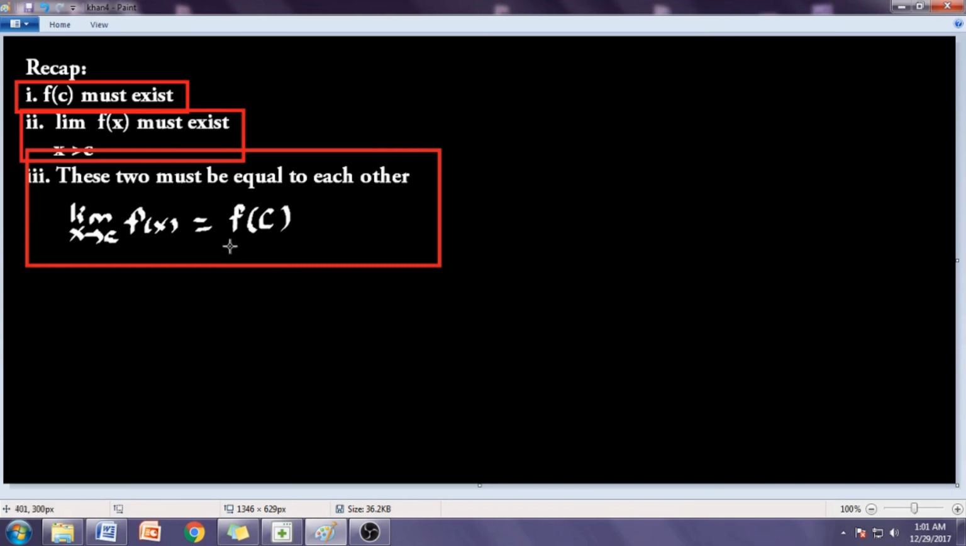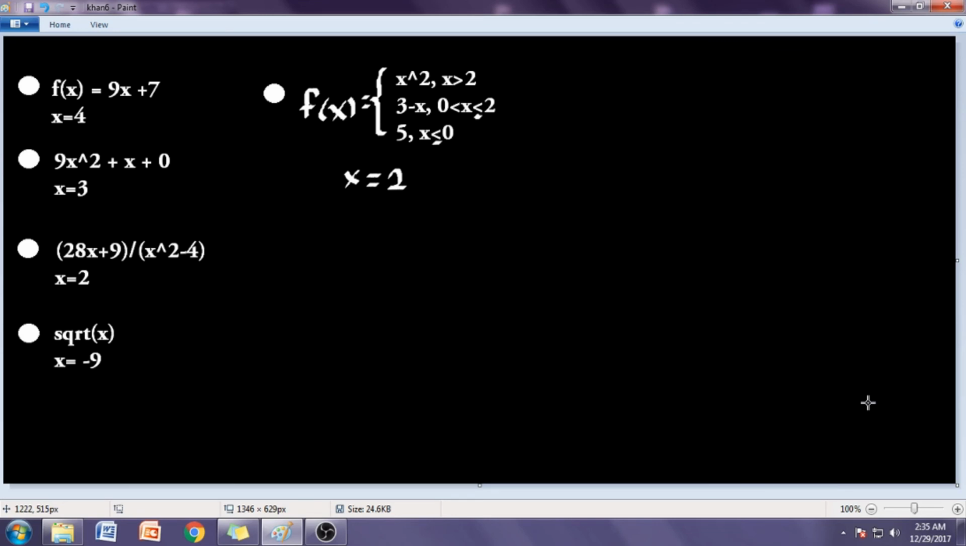These guidelines must be strictly followed. If one of them is not met, then the function is discontinuous at a point or at a number. So before we end this lesson, we will allow you to answer this equation that we provided and tell us if it is continuous at a given number or if it is discontinuous at a given number. The answer key will be provided in the description box.